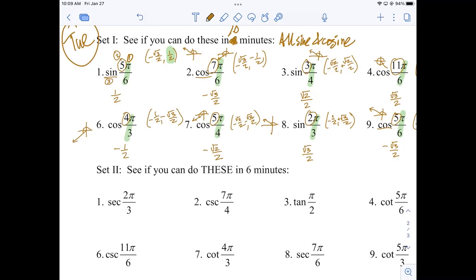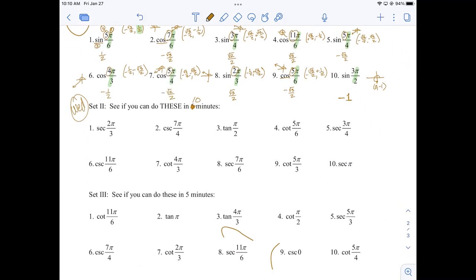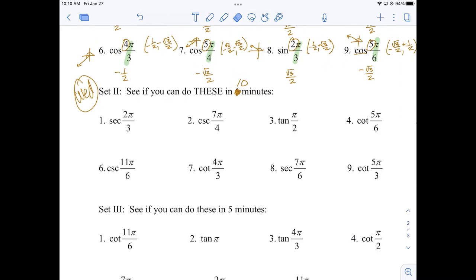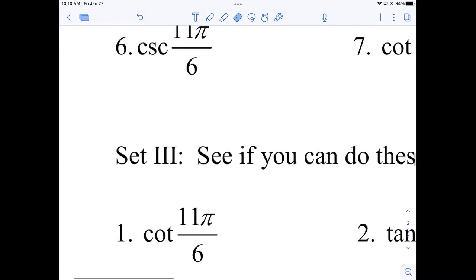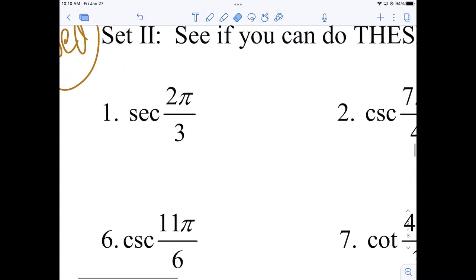All right. Now, here's what's happening Wednesday. Wednesday, you're walking back in, and we're going to do these in 10 minutes, the same amount of time. But what do you notice about all 10 of these now? Yeah, we have the reciprocals and the tangents and cotangents in there. We have all 6 mixed in there. No problem, right? We got this. Let's do this one together, and then I'll let you do set 3 on your own. We'll do set 2 together.